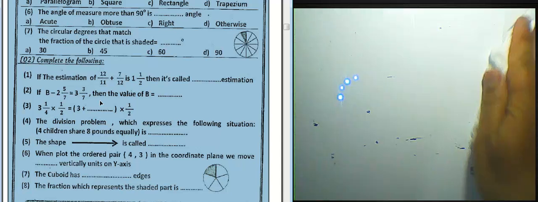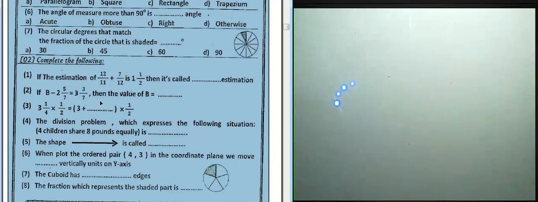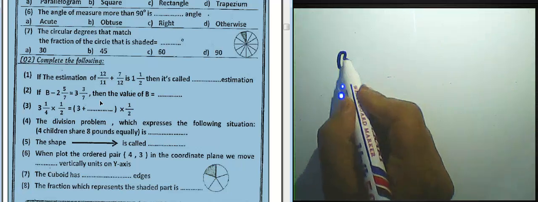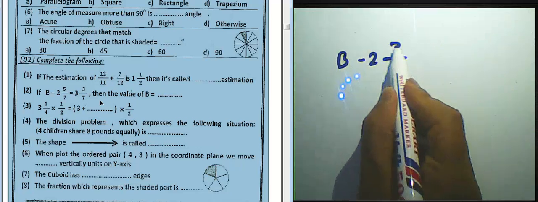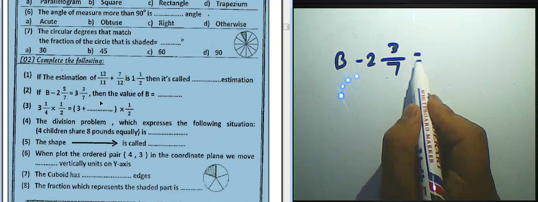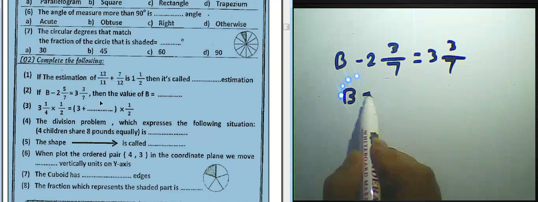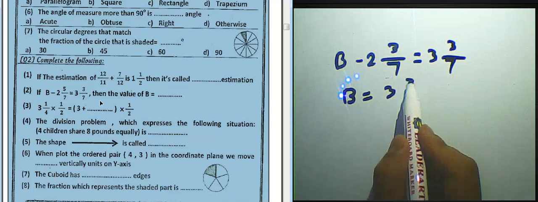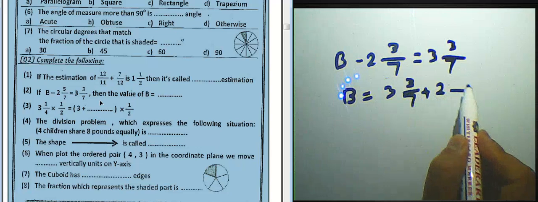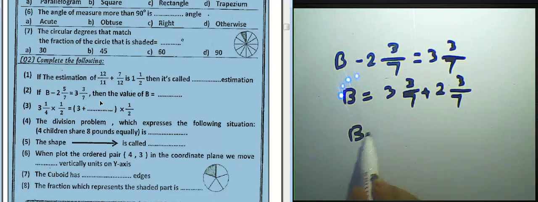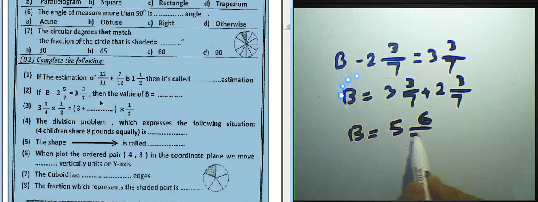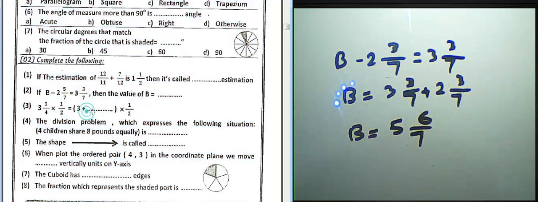Look here with me. We have in this example, b subtract 2 and 3 over 7 equals 3 and 3 over 7. b will be equal to 3 and 3 over 7 plus 2 and 3 over 7. b will be equal to 5 and 6 over 7. Then the value of b equals 5 and 6 over 7. Okay, that's question number 2. Right here the result. Question number 3.